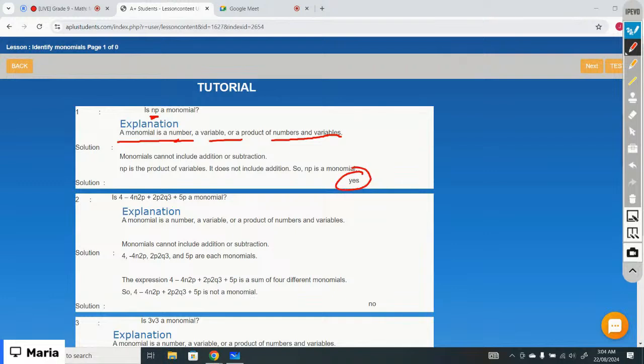Got it? The other example is: is 4 minus 2n square p plus 2p square q cube plus 5p a monomial? The correct option is no. That includes the addition sign, right? But the definition of the monomials is that monomials cannot include addition or subtraction. Got it?